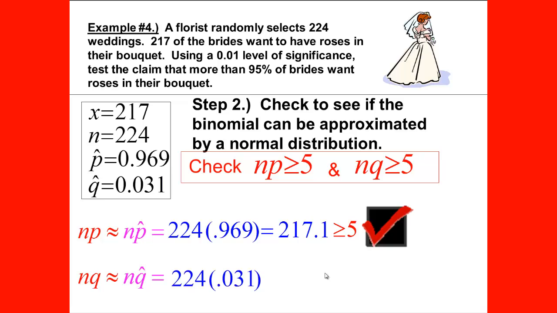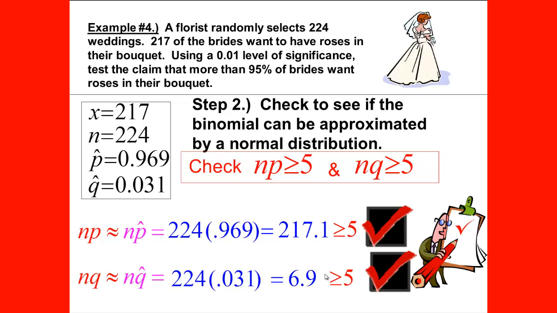224 times 0.031 for n times q hat gives us 6.9. That is also greater than or equal to 5. So check, we're ready for the second one. Since both are greater than or equal to 5, we're ready to proceed to step number 3.